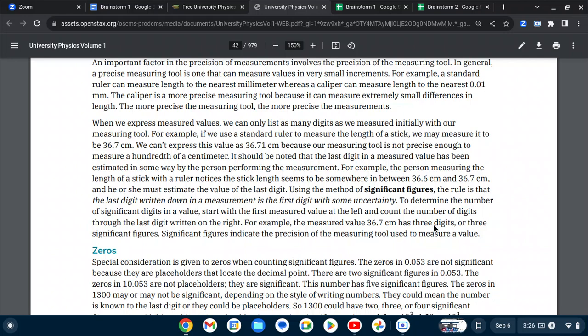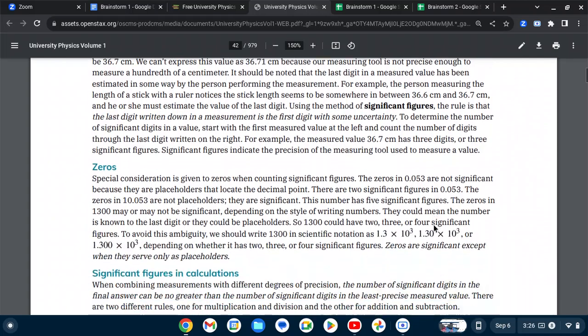Using the method of significant figures, the rule is that the last digit written down in a measurement is the first digit with some uncertainty. To determine the number of significant digits in a value, start with the first measured value at the left and count the number of digits through the last digit written on the right. For example, the measured value 36.7 centimeters has 3 digits, or 3 significant figures. Significant figures indicate the precision of the measuring tool used to measure a value.